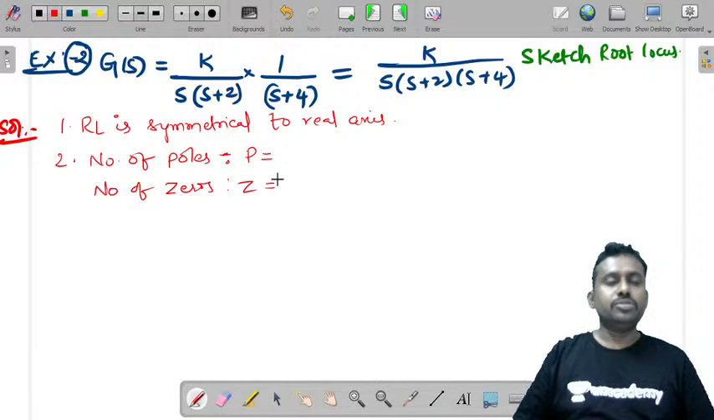And I want you guys to tell me some answers for this. Number of poles. What are the number of poles?